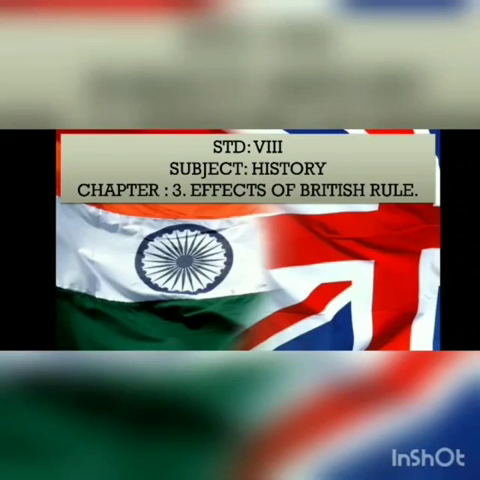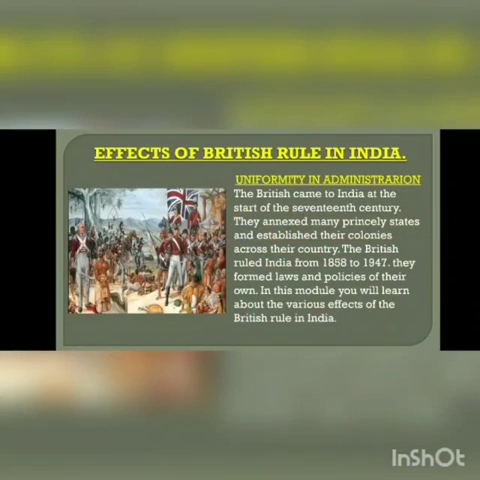In this chapter we are going to learn how India was affected by the British rule. The British came to India at the start of the 17th century. They annexed many princely states and established their colonies across the country. The British ruled India from 1858 to 1947. They formed laws and policies of their own. In this module, you will learn about the various effects of the British rule in India.